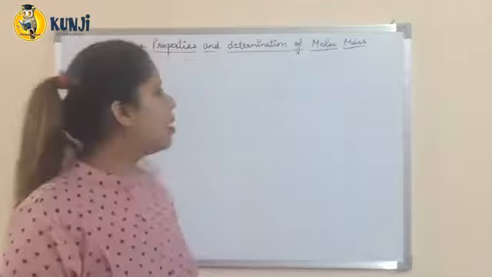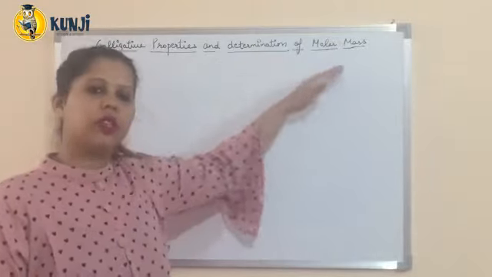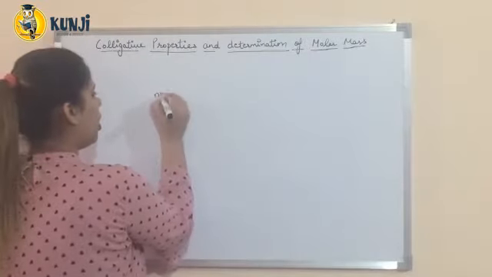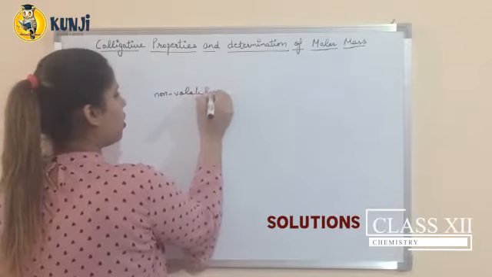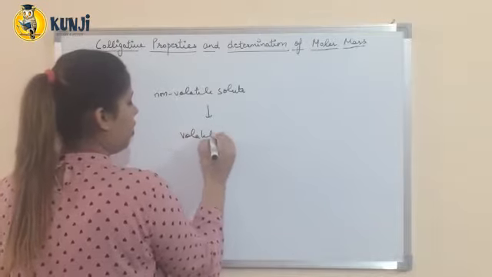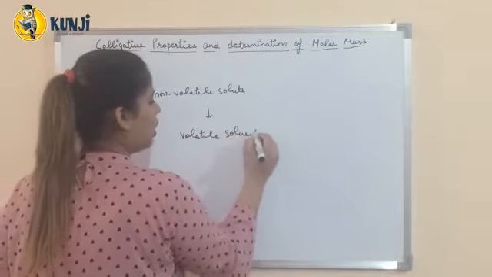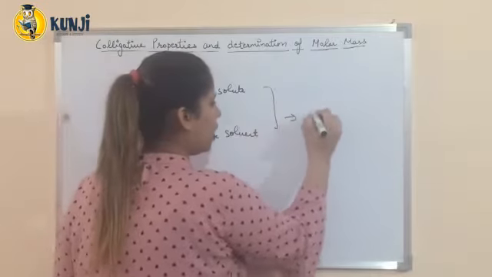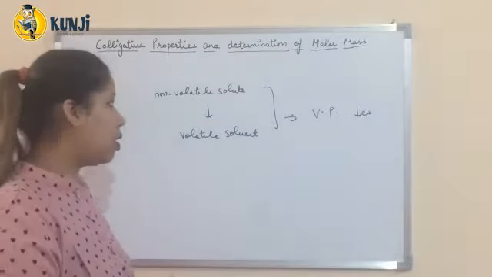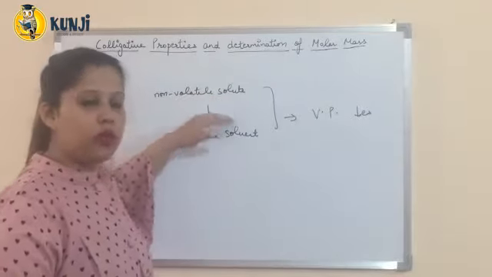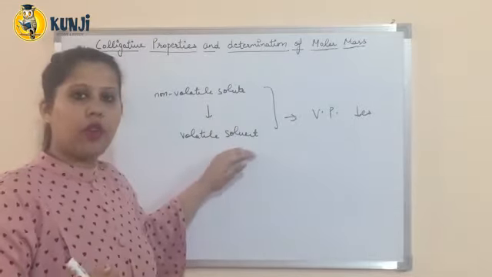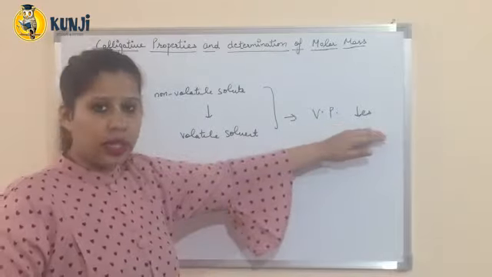The chapter that we are going to do is colligative properties and determination of molar mass. Earlier we have studied that if you add a non-volatile solute into a volatile solvent, then the vapor pressure decreases. Because the particles of solute will stick to the particles of the solvent and it will not let them escape from the surface. So vapor pressure decreases.